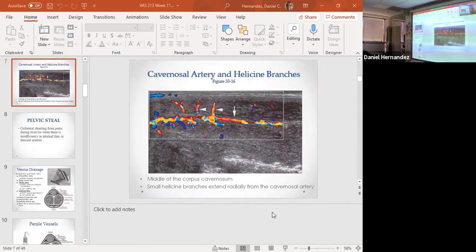Recognize this picture. I think it shows up somewhere. So your cavernosal artery with those helicine branches coming off. So those branches that would actually bring the blood to the sinusoids within that tissue. You can see them coming off both sides. The helicine branches.